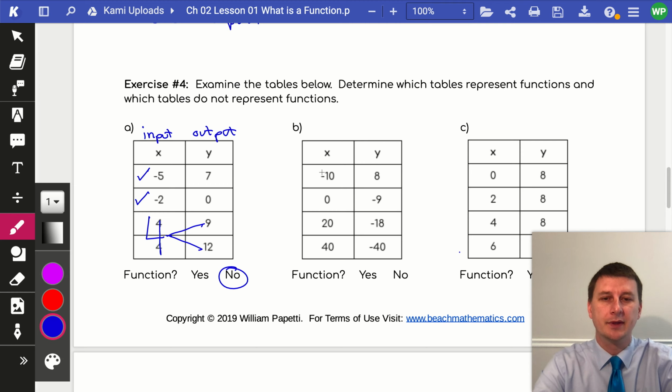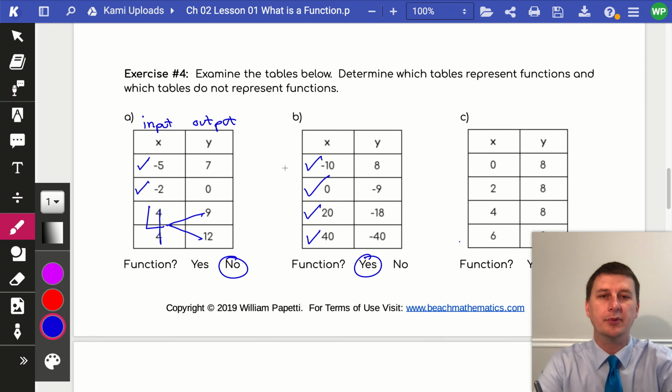In part B, we have -10 has an output of 8, and there's no other -10s as inputs, so we're good there. 0 has an output of -9. There's no other zeros as inputs, so that's good as well. 20 has an output of -18. I don't see any other 20s as inputs. And finally, 40 has an output of -40. And again, I don't see any other 40s as our input. So this is a function because each of these inputs has exactly one output.